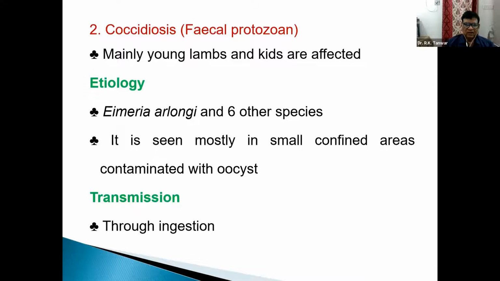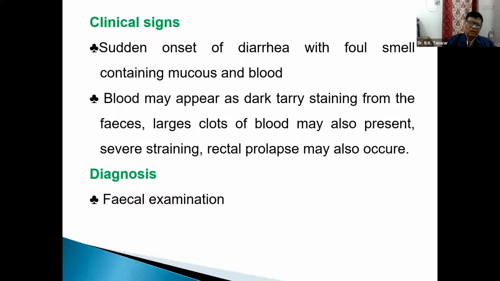Coccidiosis, as I told you, is self-limiting but causes heavy mortality in adults and kids. There is species-specific transmission through ingestion. Clinical signs: there is diarrhea with foul smell, containing mucus and blood. Foul smell also occurs in salmonellosis. Blood may appear as dark berry staining of feces. Large clots of blood may be present. With severe straining, rectal prolapse may also occur.